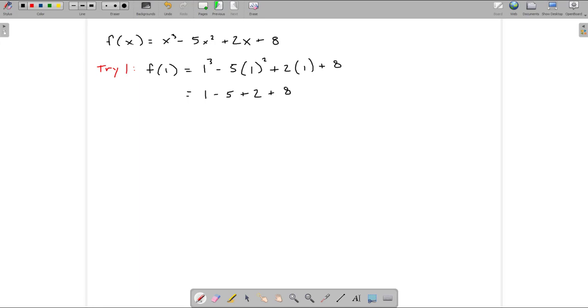So it's looking like this one is not going to give me 0. Because I have 1 minus 5, that's negative 4, plus 2, negative 2, plus 8, that's going to give me positive 6. So this one is not a 0. Okay, let's move to a different one. Why don't we try negative 1?